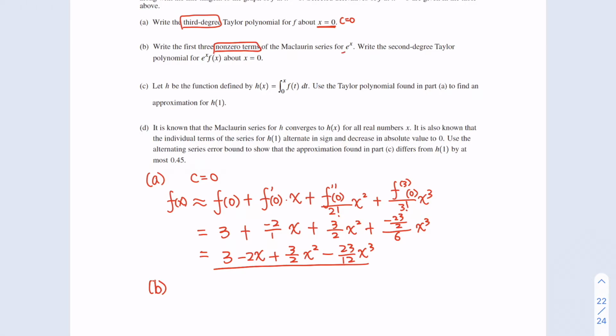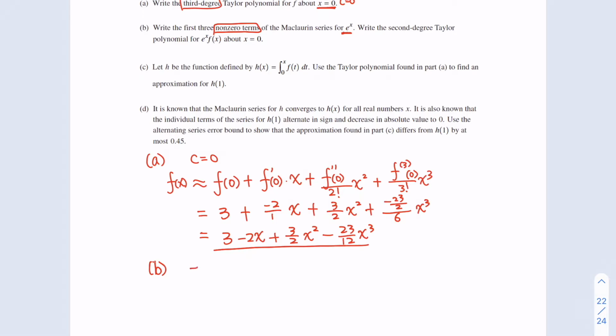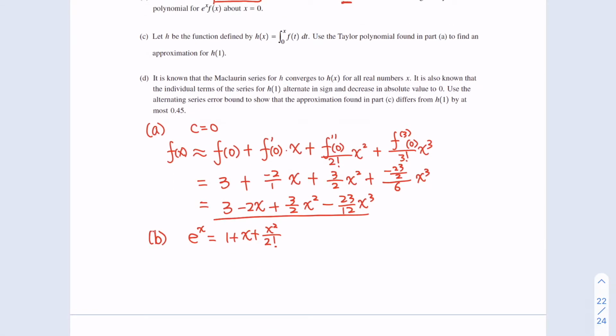for the Maclaurin series for e to the x. So we learned before e to the x, Maclaurin series, that means center is also 0. E to the x equals 1 plus x plus x squared over 2 factorial. Write a second degree Taylor polynomial for e to the x times f of x at 0.